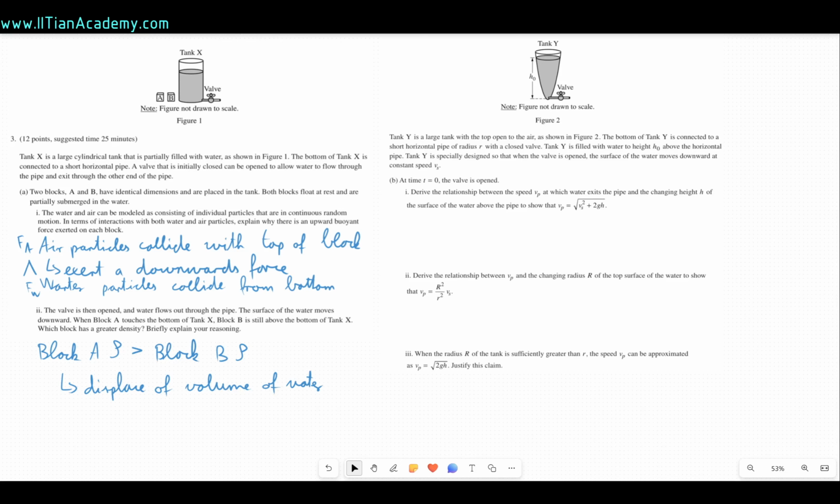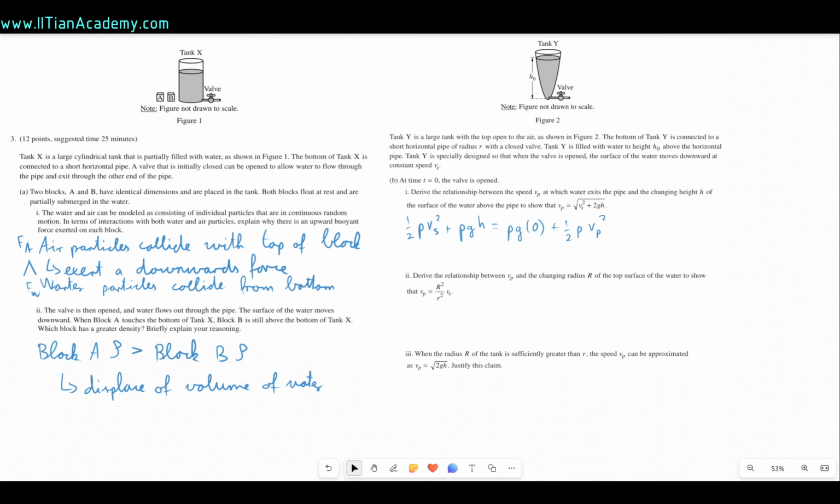So for the top surface, we have 1/2 times the density times the surface speed squared, plus its potential energy, so the density multiplied by g times h. And then this will be equal to the density times g, and then the height of this we assume to be 0. So we take this height to be 0, and then we add 1/2 times the density times the exiting speed squared, Vp squared.